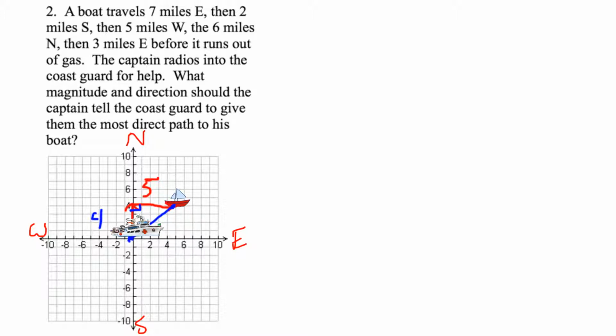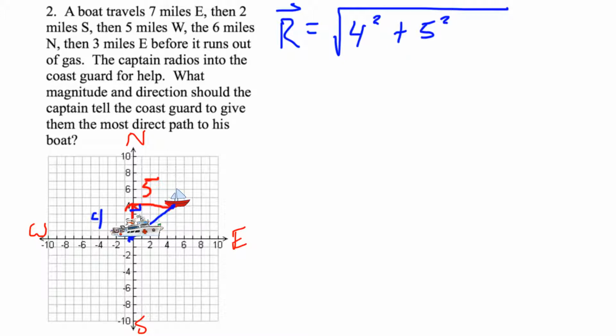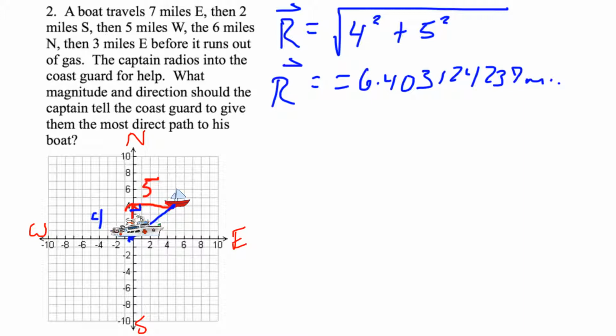We have, in the northern direction, 4 for that side of the triangle, and in the easterly direction we had 5 for our triangle. So the resultant vector is going to be equal to the square root of 4 squared plus 5 squared. So the resultant vector is equal to 6.403124237 miles. Alright, and we need to have just one significant digit because all the ones in our problem have just one. So that leaves us with a resultant vector magnitude of 6 miles.